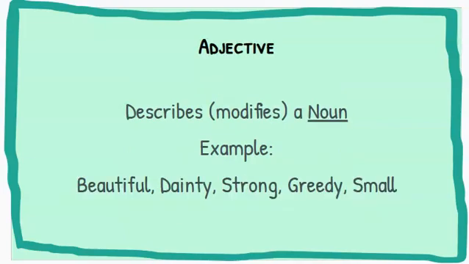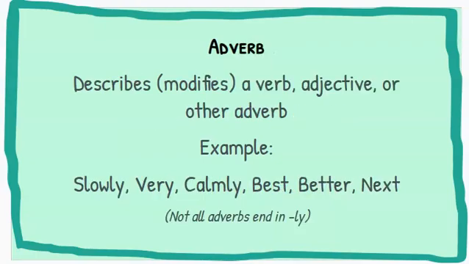Adjectives describe or modify a noun. So beautiful, dainty, strong, greedy, small. Those would all be examples. Adverbs: I often have students struggle between adjectives and adverbs. So I try to remind them that adjectives only modify nouns. Adverbs do pretty much everything else for modifying. They can modify a verb, an adjective, or another adverb.